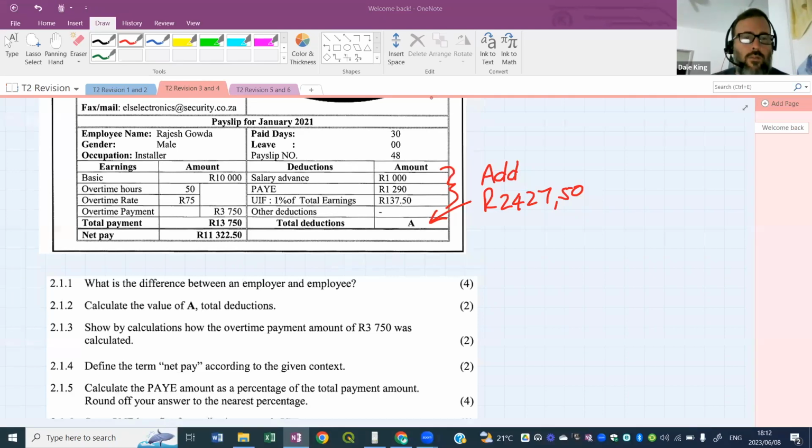Okay, there's a question about VAT. We'll see if we can't find a VAT question. In fact, there is a VAT question coming right at the end of this lesson.